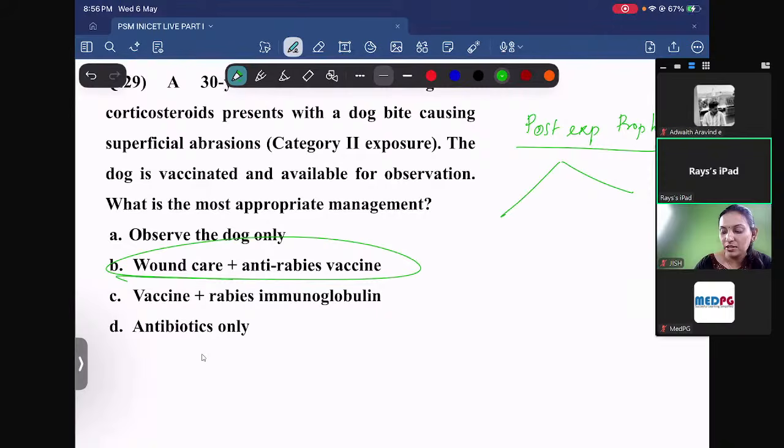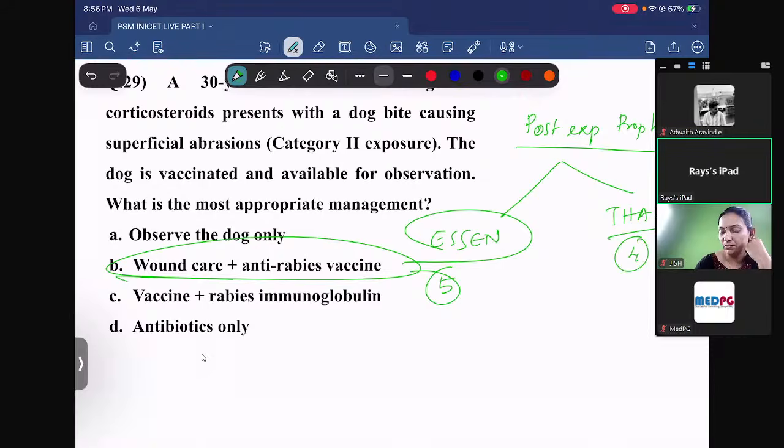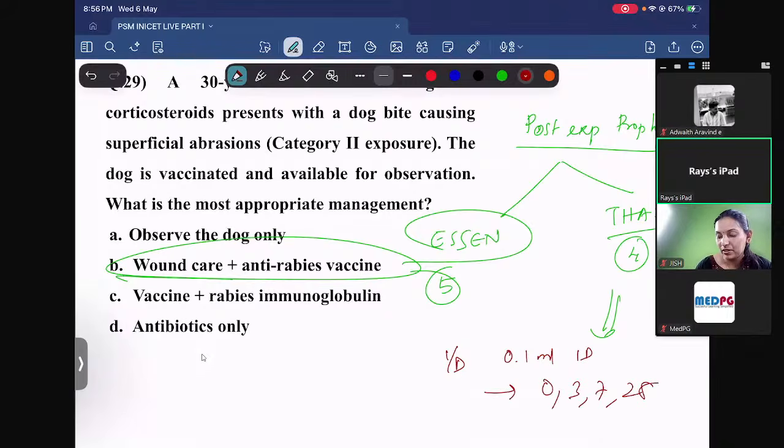You have two regimens: the Essen regimen and the modified Thai Red Cross regimen. Essen has 5 letters, ESSEN. Thai has 4 letters, THAI. The Thai regimen is the one we follow in the government setup, the modified Thai Red Cross regimen. Here the rabies vaccine is given intradermally, 0.1 ml on 4 days. Which days? 0, 3, 7, and 28. So Thai, 4 letters, 4 days: 0, 3, 7, 28.